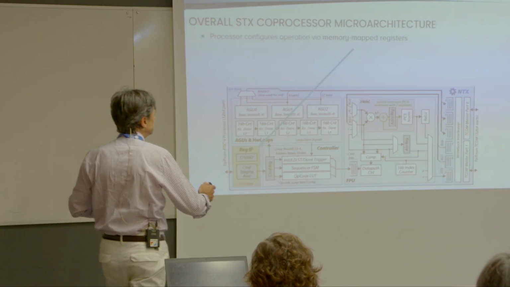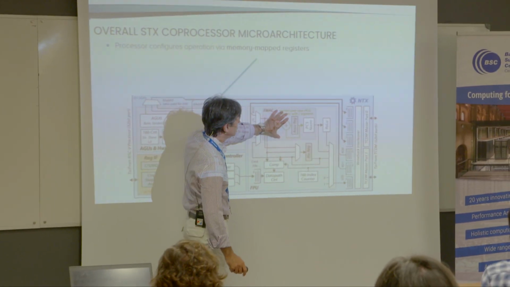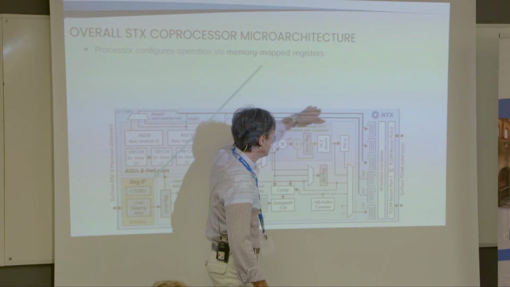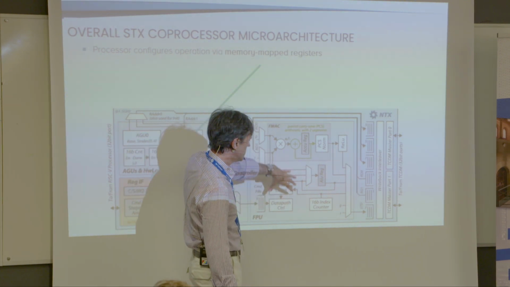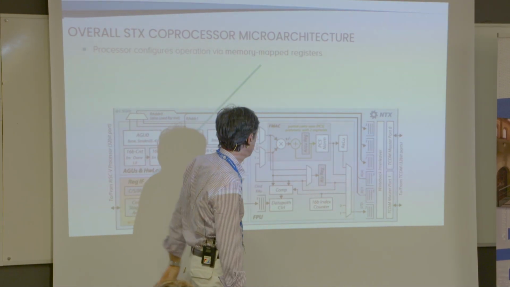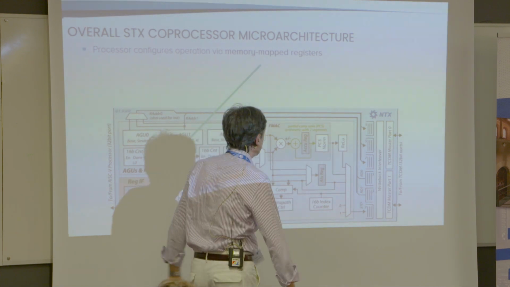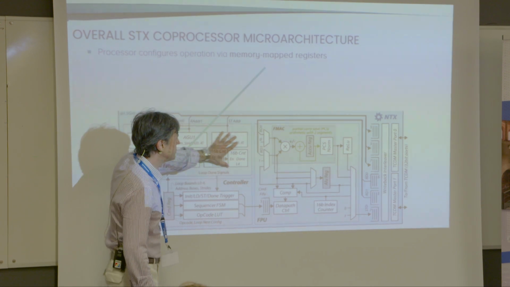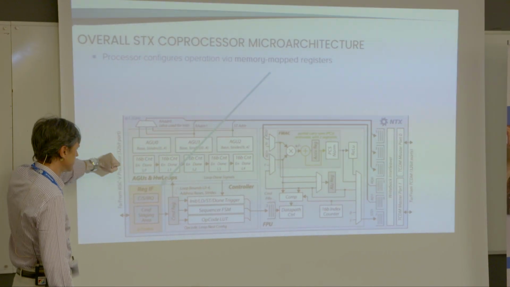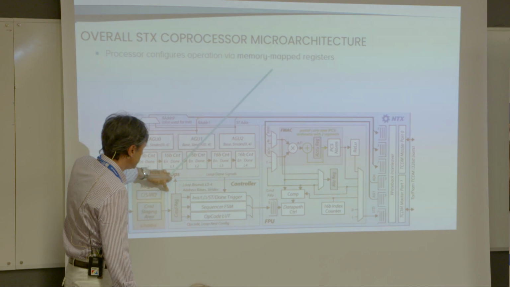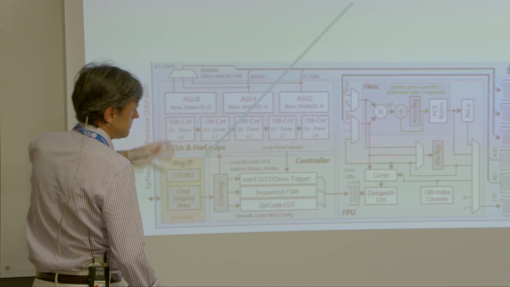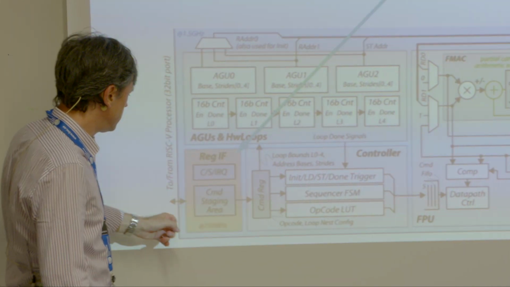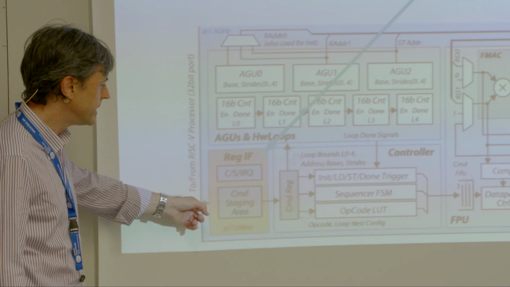If you put it all together, this is the floating point multiply accumulate. This is the overall floating point unit, including the rectified linear unit, the comparator, and others. Here you have the address generation unit with the counters. Here you have the controller. This is basically a complex state machine that decodes the commands coming from this interface here.